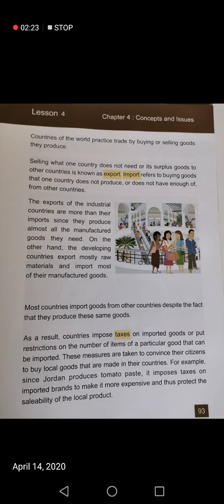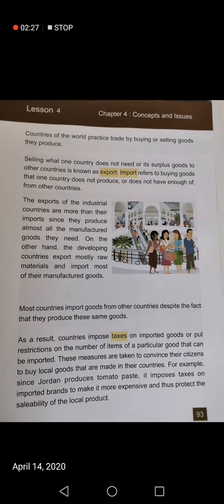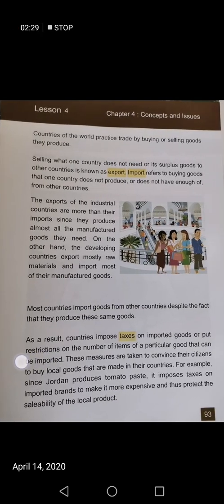As a result, countries impose taxes on imported goods, and restrictions on the number of items of a particular good that can be imported. These measures are taken to convince their citizens to buy local goods that are made in their countries. For example, since Jordan produces tomato paste, it imposes taxes on imported brands to make them more expensive and thus protect the stability of local products.